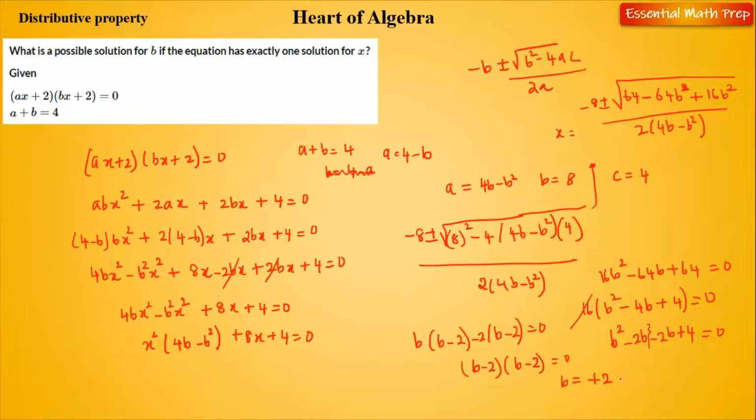So what we are saying is essentially that when b equals 2, x has only one solution. That's what we're saying. We're not solving for x, we're solving for b. If b equals 2, that is the case when what is within the square root equals 0, then x has one solution.